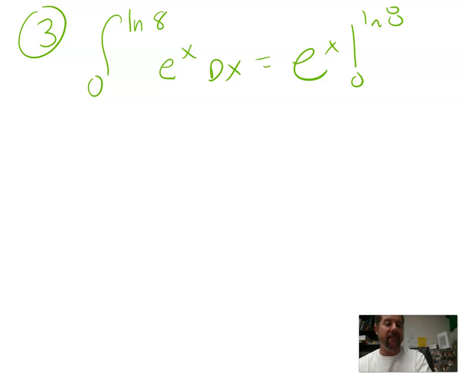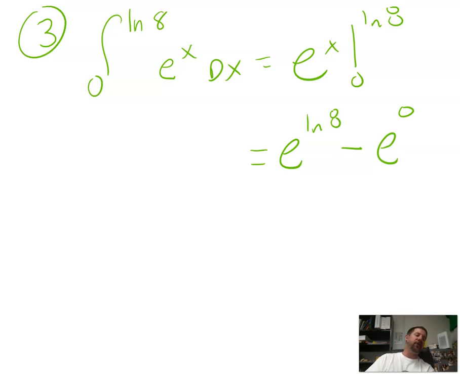Now I've got to do my f of b minus f of a stuff. So this is e to the ln of 8 minus e to the 0. Because I only have one term here, like we talked about in the last problem using parentheses, you could, but because I have just one term, I don't think I need to. And now, e to the ln of 8 would just be 8, minus e to the 0. Anything to the 0 is 1. So this is 8 minus 1, or 7, is my answer.